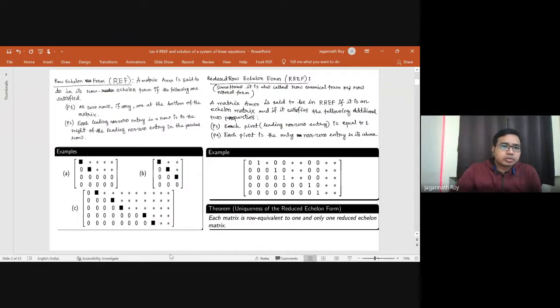So just to recall again, the row echelon form satisfies property 1 and property 2. But the reduced row echelon form will satisfy property 3 and 4, including these two. So the reduced row echelon form is a more specialized one.